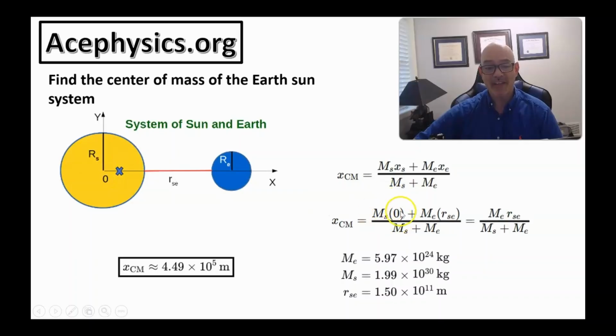Mass 1 is the mass of the sun, and it's at a distance of 0 from the origin. And mass 2 is the mass of the Earth, a distance of 1.5 times 10 to the 11th meters from the center of the sun. So this is where the center of mass is located. It's heavily shifted towards the sun because the sun is so much more massive than the Earth is.